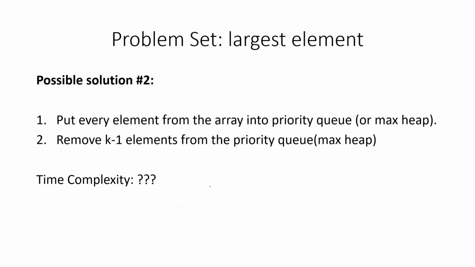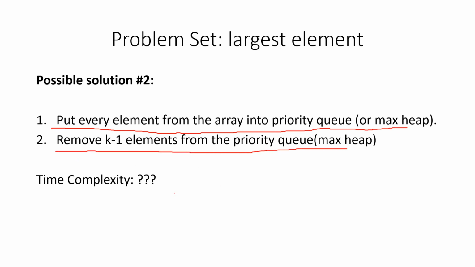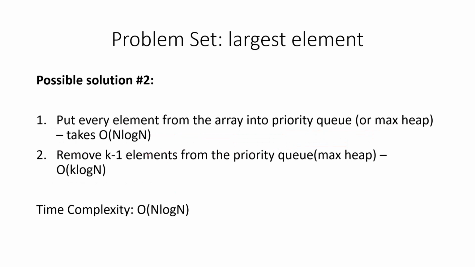The second is to use, as I said before, a max heap or priority queue implemented as a max heap. So we put every element from the array into the priority queue and remove k minus 1 elements from the priority queue. And the time complexity is n log n again. Why? Because, as I said before, putting an element into the priority queue or max heap takes log n, and we have n elements. That's why in total, the first step takes n log n time complexity.